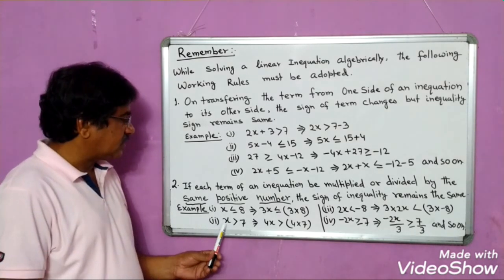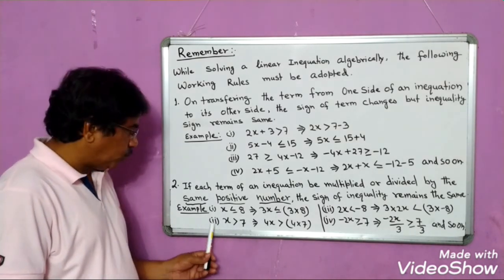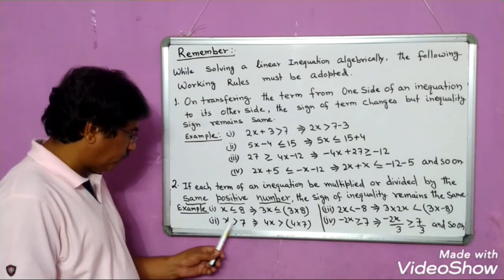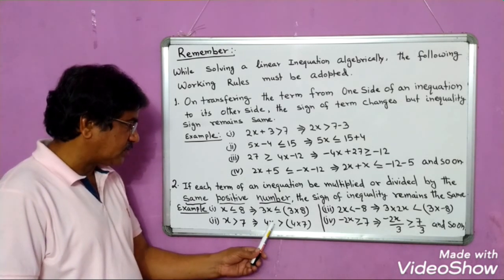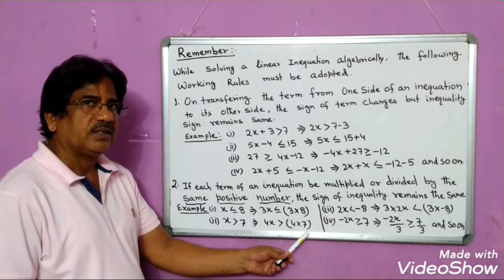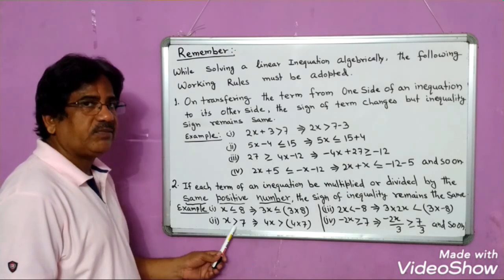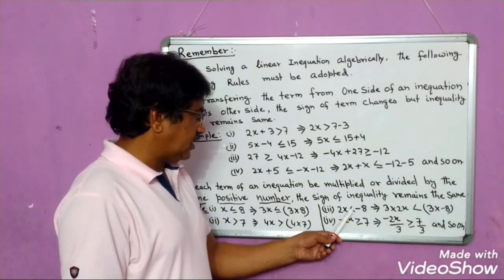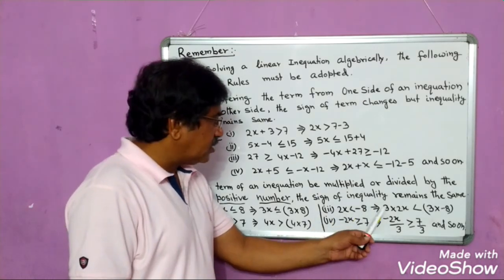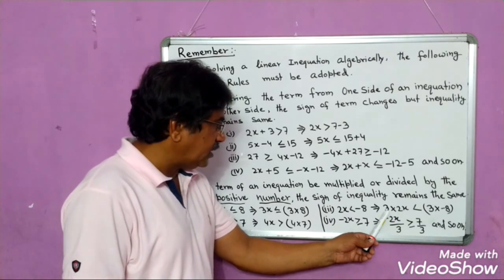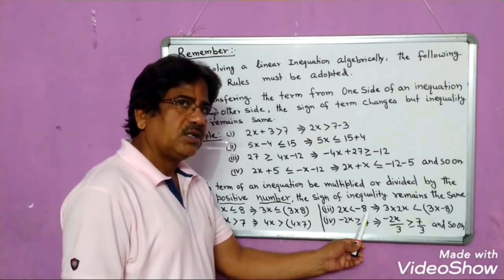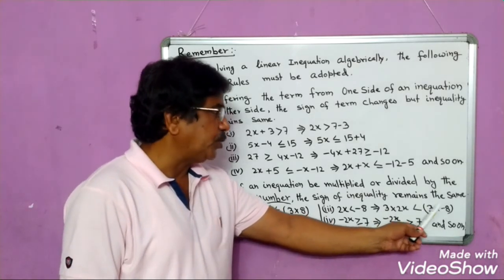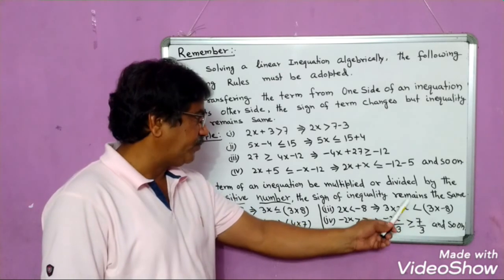Now see this second example. x is greater than 7. Now on both the sides I am going to multiply by a positive number 4. So when I multiply the positive number 4 to both the sides, it becomes 4x is greater than 4 into 7. Now see, the inequality sign is again the same, it is not changing. Take the third example, 2x is less than minus 8. If I multiply both sides by 3, then it becomes 3 into 2x is less than 3 into minus 8. Again the inequality sign remains the same.